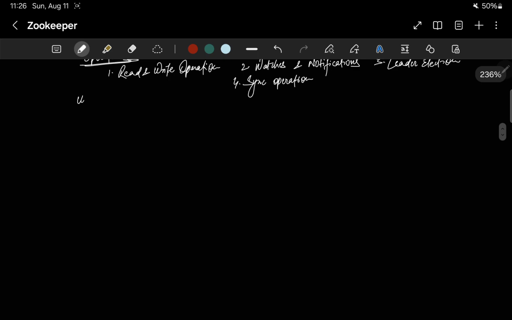Let's see the use cases of ZooKeeper. So first one is configuration management.